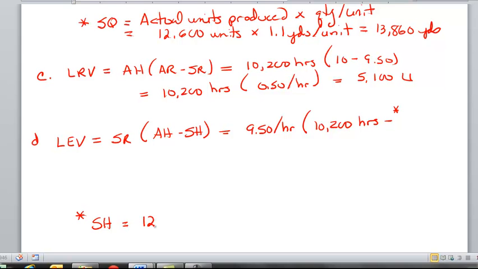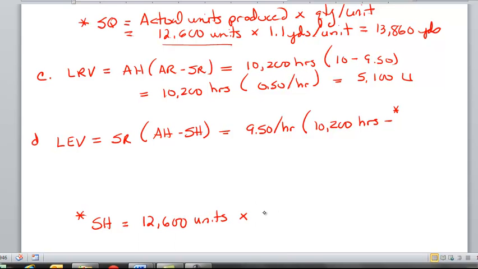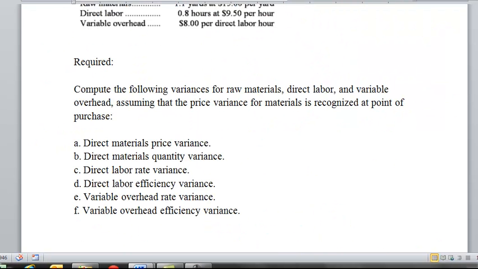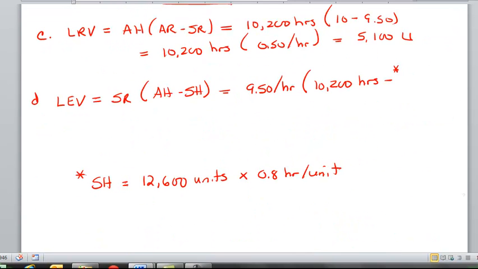That's going to be equal to my actual output of 12,600 units times how many hours should I use per unit. And again, going back to the original information, it says we should use 0.08 hours per unit. And again, to show you where I get that, 0.08 hours for labor per unit. And that says we should have standard hours of 10,080 hours.